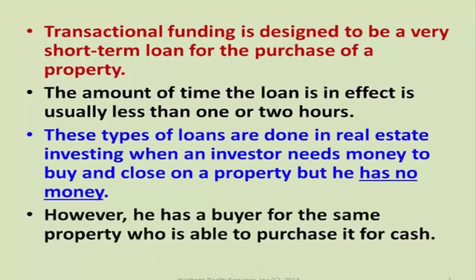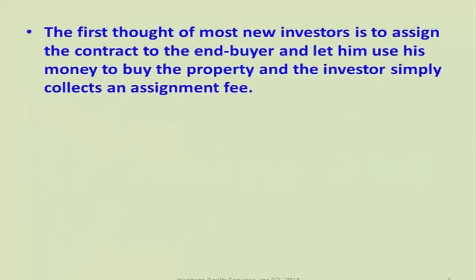However, he has a buyer for the same property who is able to purchase it for cash. The first thought of most new investors is to assign the contract to an end buyer, let him use his money to buy the property, and the investor simply collects an assignment fee. That's the way that most wholesale transactions are done, where there's no money, no credit, and no risk.